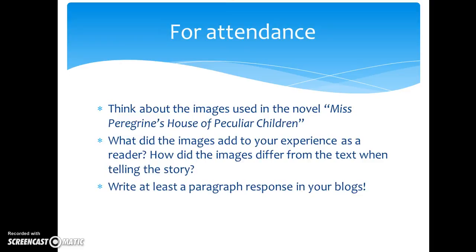So for attendance, think about the images used in the novel Miss Peregrine's House of Peculiar Children. What did the images add to your experience as a reader? How did the images differ from the text when telling the story? Write at least a paragraph response in your blogs. For this response, really focus and become an active reader in analyzing the novel through both lenses of formalist criticism, the text and the images. How did they differ in your experience reading?